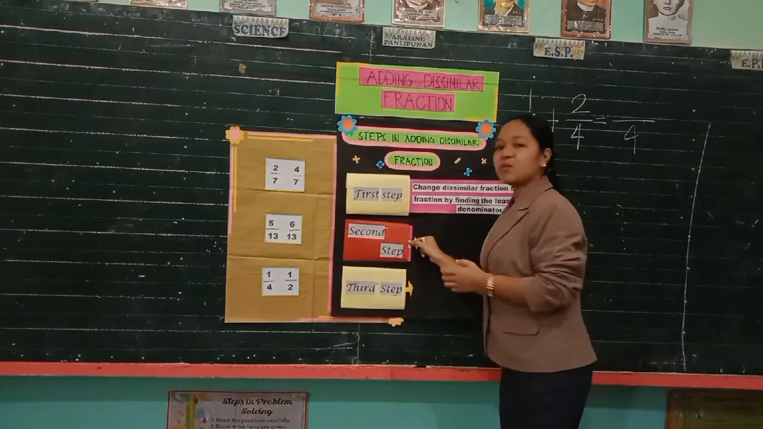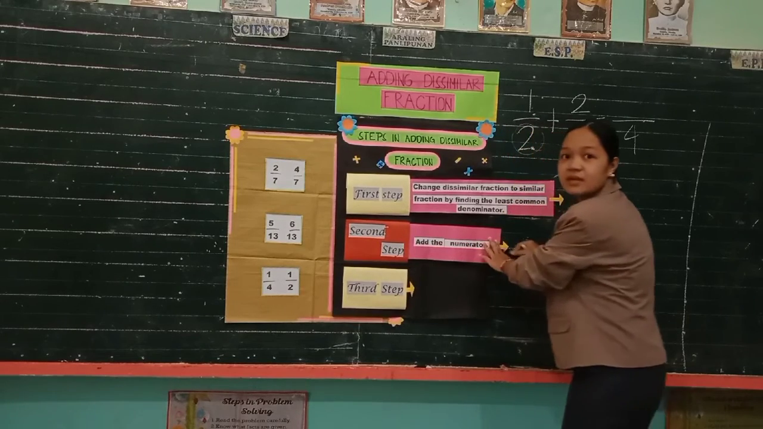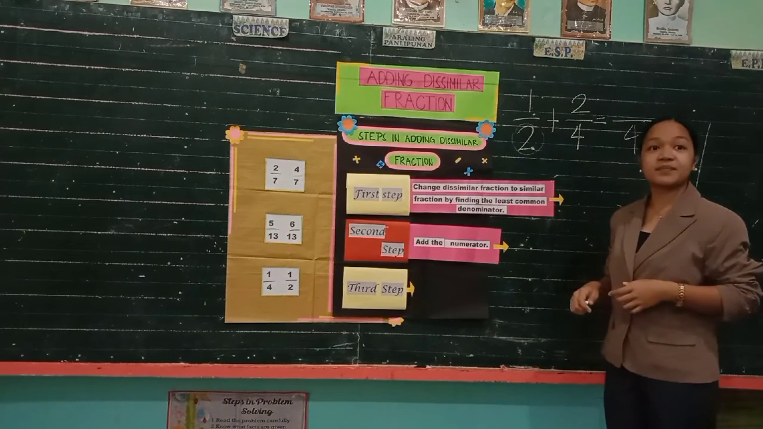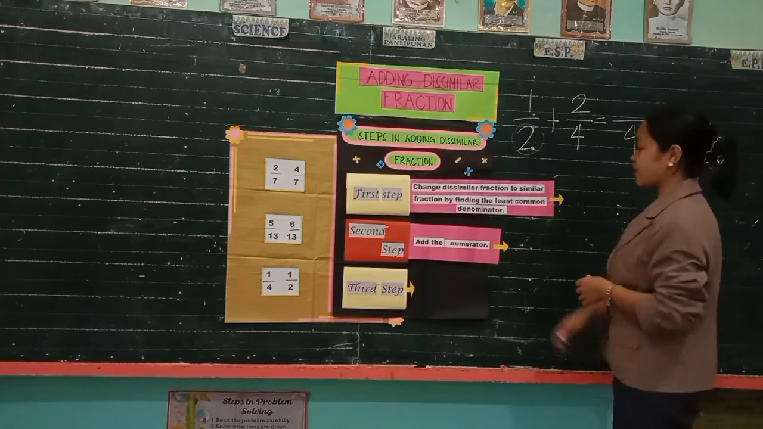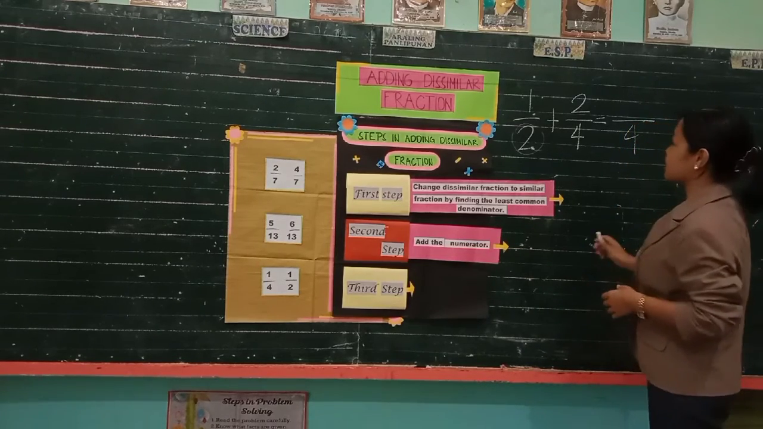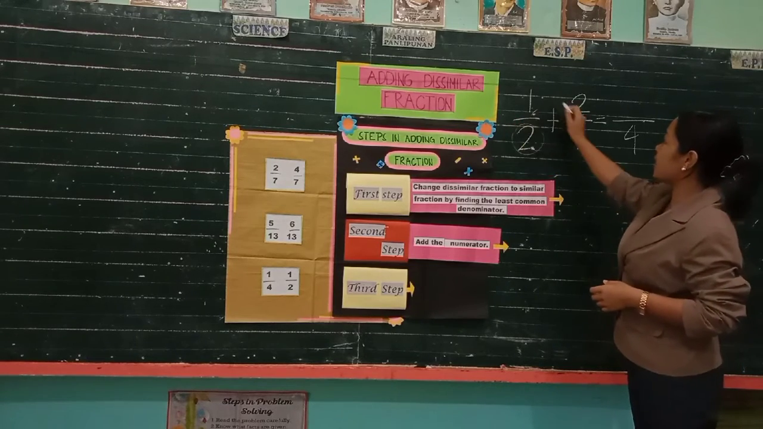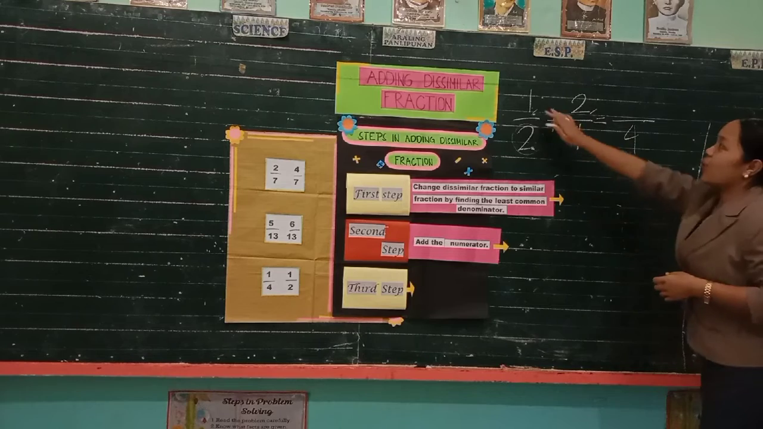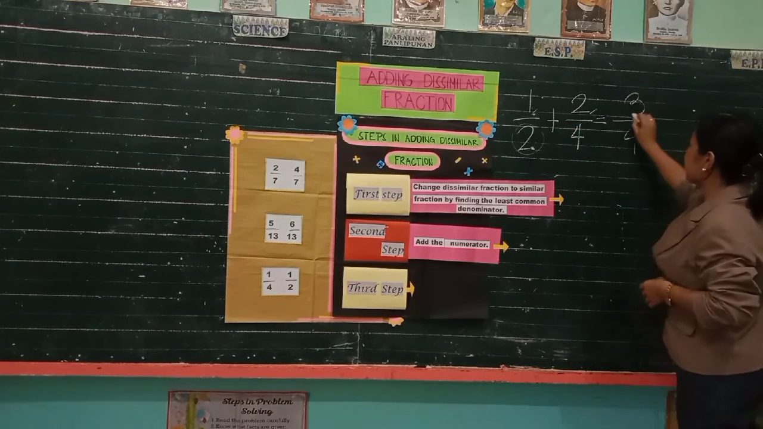So, anyone who will read the second step? Yes. Add the numerators. Yes, very good. Add the numerators. So, where are the numerators here? It is 1 and 2. 1 plus 2 is equals to 3.